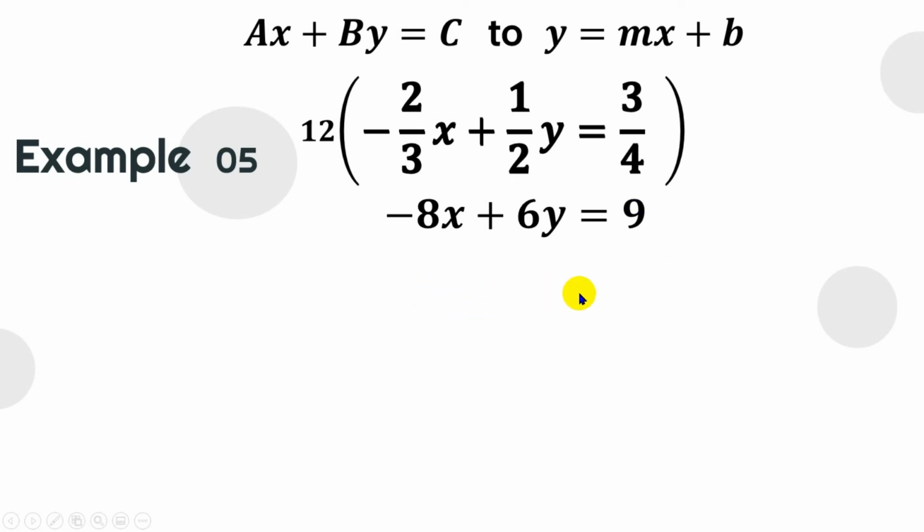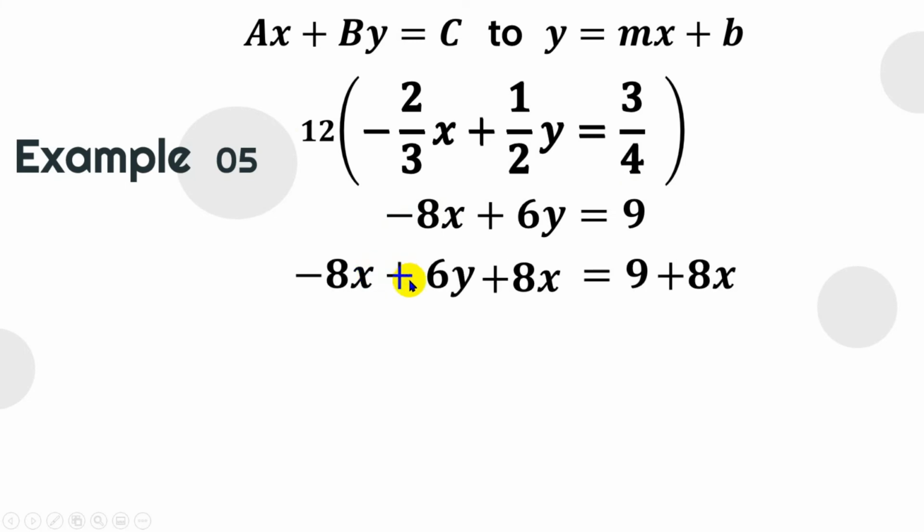Now, sunod ulit na process is yung ating additive inverse of x or yung term natin na may x variable. So, ano nga ba ang additive inverse ng negative 8? That is positive 8x. So, add that to both sides of the equation. Magkakaroon tayo ng 6y is equals to 8x plus 9. So, nire-write ulit natin itong nasa right side where yung ating term na may x will be on the first term at yung ating constant ay yung ating second term.